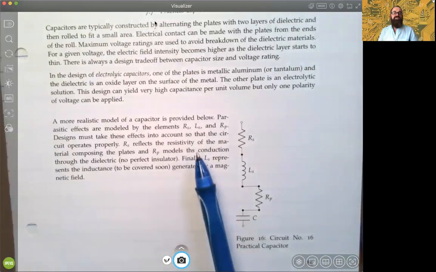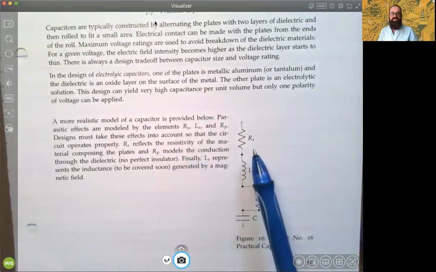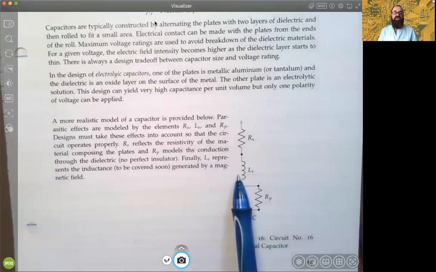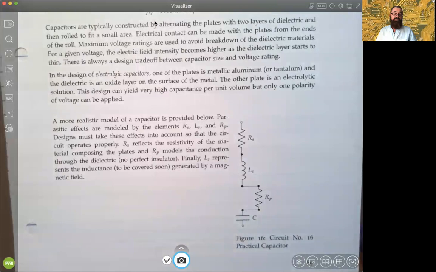The resistance R sub S reflects the material. There's a resistance due to the material itself, and that's reflected by R sub S. And then R sub P models the conduction through the dielectric. They're not perfect insulators. If they were perfect insulators, you wouldn't need this particular resistance. But since they're not necessarily perfect, we have an effect on the current flow through the capacitor. And then finally, there's an inductance, which we will cover soon. That's indicated here by L, because you tend to get a magnetic field generated also.